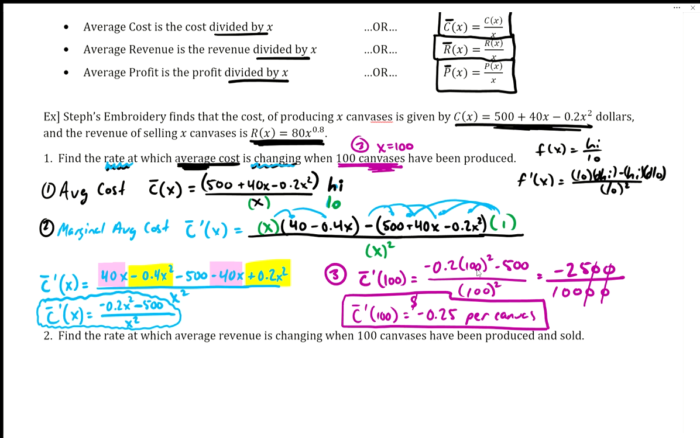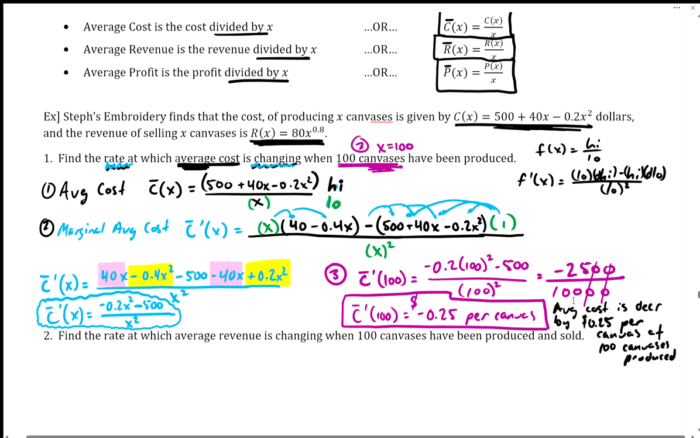Okay, so that means the average cost is decreasing. And let me put it in black ink too. Average cost is decreasing by 25 cents per canvas at 100 canvases produced. Okay, so sorry, squeezing it in there. So that would be if we need to explain our wording for that answer.